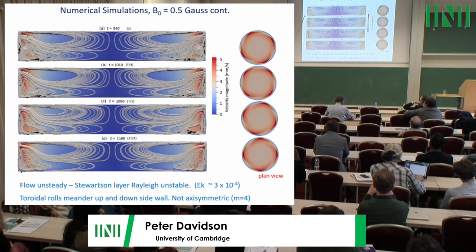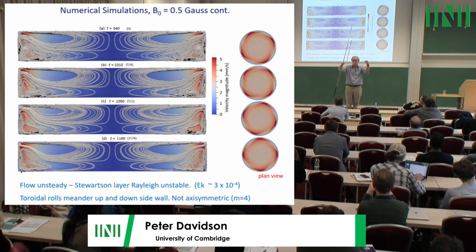And what you get, of course, is that it's really unstable here. And you get these toroidal vortices that just migrate, this is very typical, up and down the outer boundary, rather benignly. That's the seeds of turbulence.